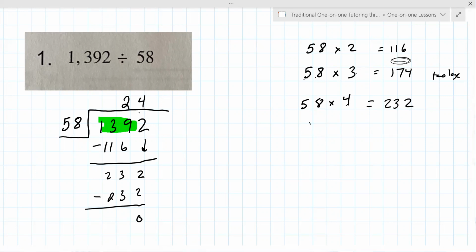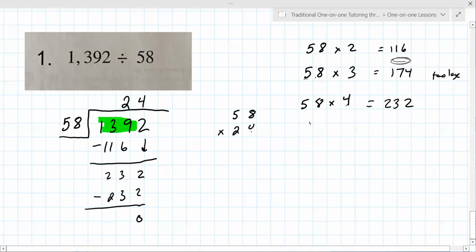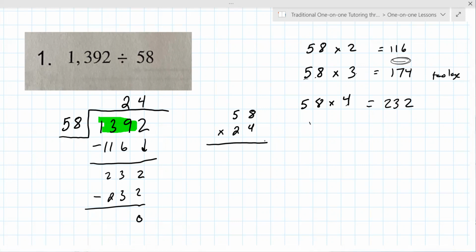So this is one of those where when you check it, you're almost introducing as much work as the original problem. You have to multiply 58 times 24. So go ahead and try that. See if you can come up with the right answer. It should be 1392 when you're all done, of course. Let's try.